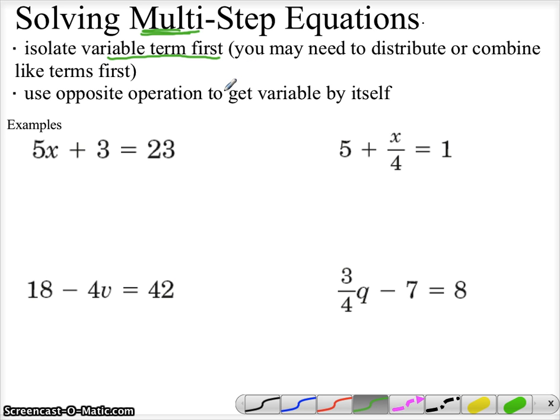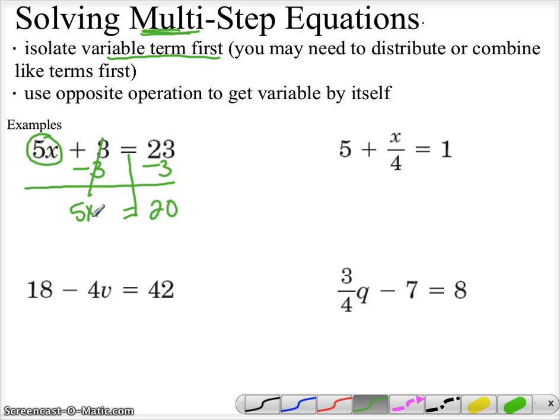Okay, but for these first ones, we want to look at what the variable term is. There's your variable term, that's 5x. So now we know we need to get rid of a plus 3, so we do that by subtracting 3 from both sides. Now you get 20 equals 5x, and now you can use the opposite operation to get the variable by itself. 5 times x, so the opposite is to divide. Divide both sides by 5. The 5's cancel, you get x equals 4.